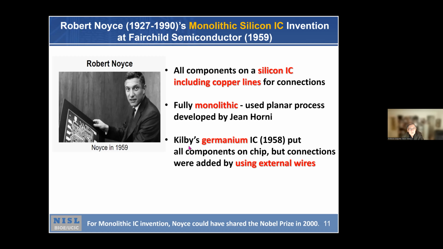While Kilby's integrated circuit was germanium, Noyce's was a really integrated circuit including the interconnect. Kilby's interconnect was using external wires. So Bob Noyce made as much of a contribution. Had he lived, he would have shared the Nobel Prize. But in order to get the Nobel Prize, you have to be alive. So that was the history.